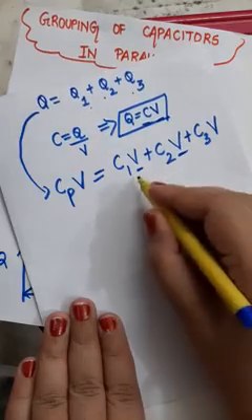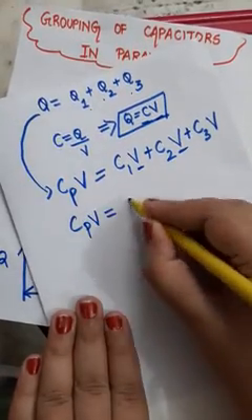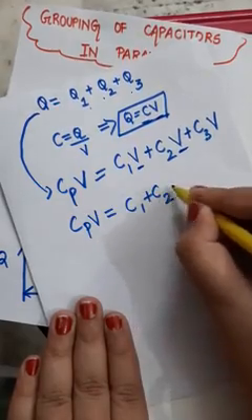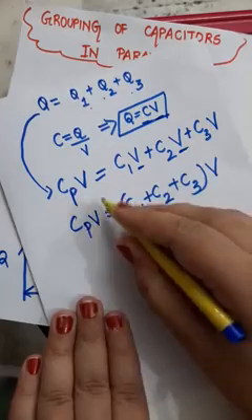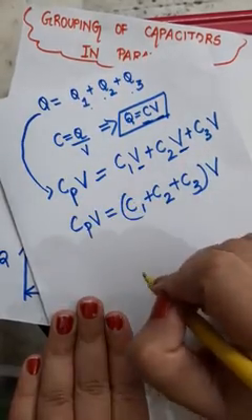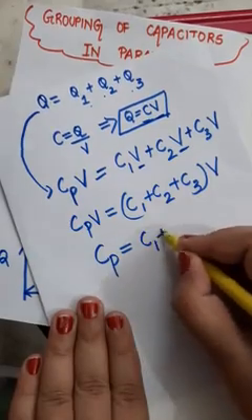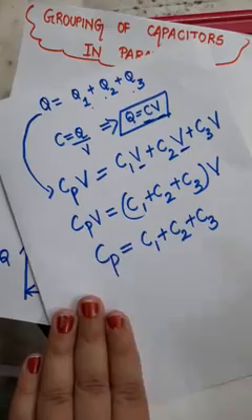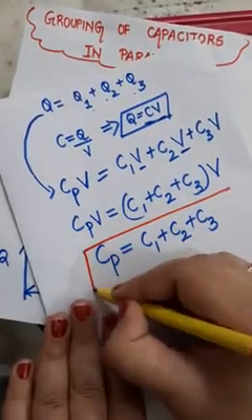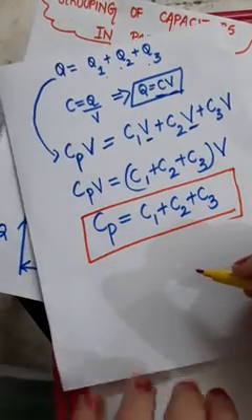So when you take V common from here, this V will be cancelled by this V, and the total capacitance in the parallel combination would be this. So this is the total capacitance in the parallel combination.